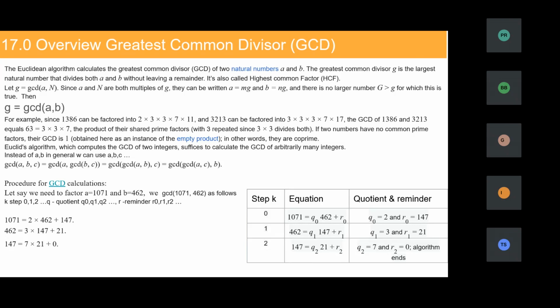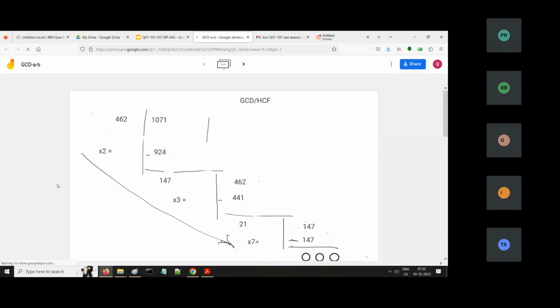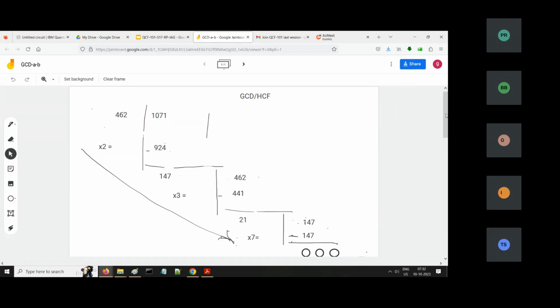Now let's take one more example: A equal to 1071 and B equal to 462. If I have two numbers, normally how do you find the highest common factor or greatest common divisor? You take 1071 and divide by 462. 462 into 2, you get 924. Then the balance comes out to 147. So now what you do? You take 462, and 147, and you want to divide 462 by 147. 3 times, you get 441, and 462 minus 441, you get 21.